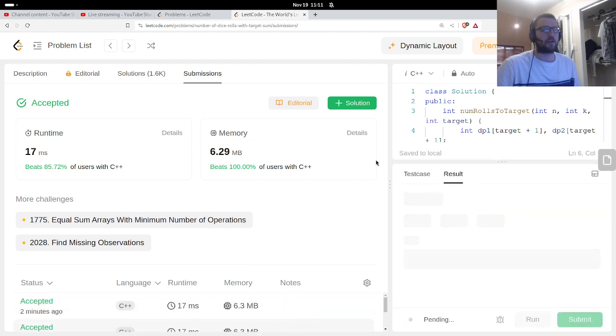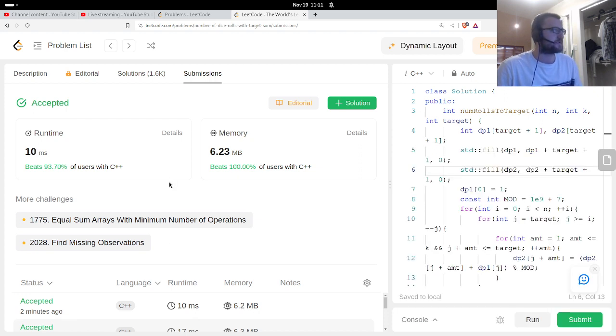By the way, there might be a faster solution than this. This is a reasonable solution. It's maybe not the fastest. Although 93 or 43% is pretty good.